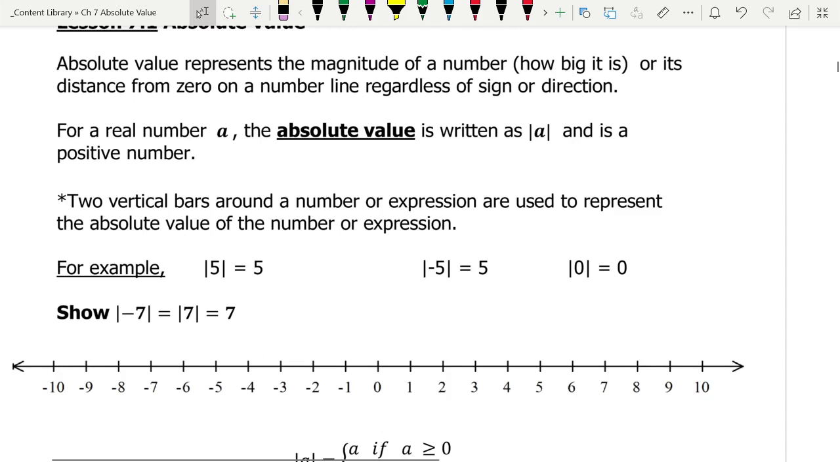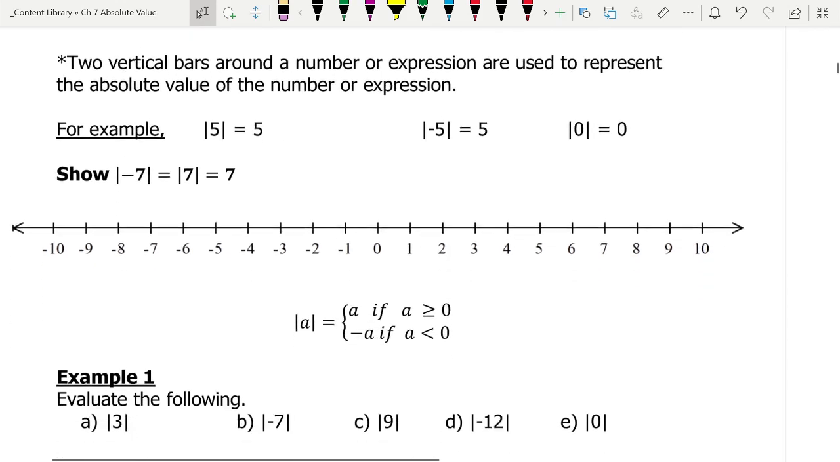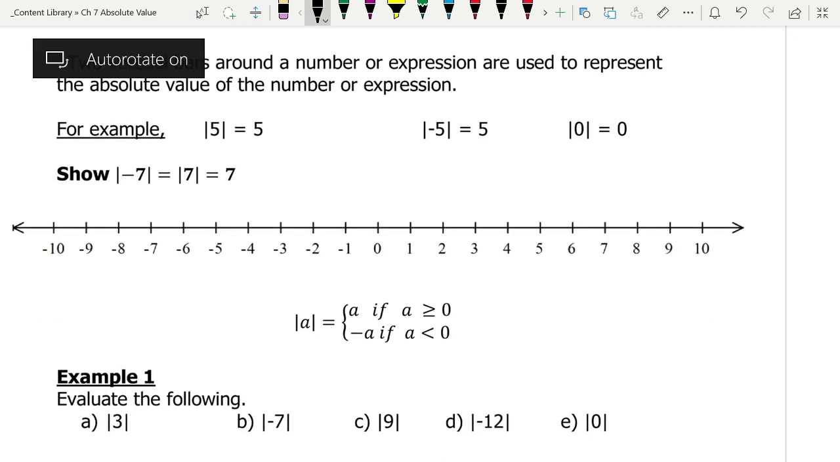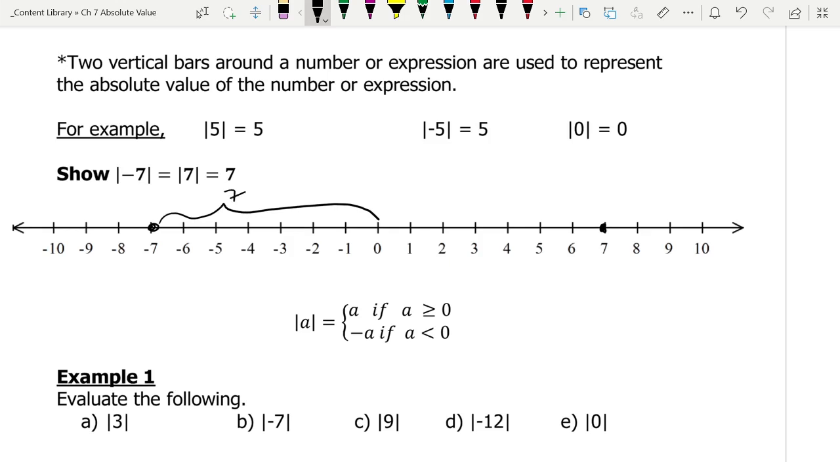So the absolute value of 5 is 5. The absolute value of negative 5 is 5. The absolute value of 0 is 0. And on a number line, if we're looking at what the absolute value of negative 7 is, well, notice on a number line, negative 7 is here, positive 7 is here, but they both have the same distance to 0. They both have a distance of 7, even though they're directionally apart from each other. So that's why that distance is the absolute value of either negative 7 or 7.